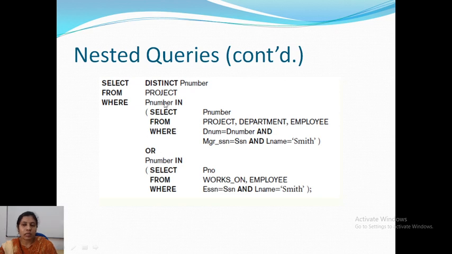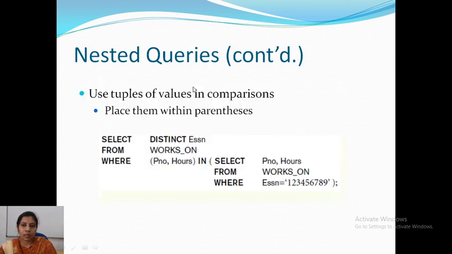Then you take both the values. So either the project number appears in this query result or in the second query result. So those distinct project numbers we want to list. Then use tuples of values in comparisons. Here, you want to compare multiple attributes, or you want to compare the tuples, a tuple of values.